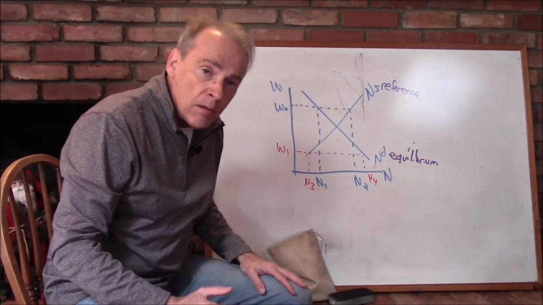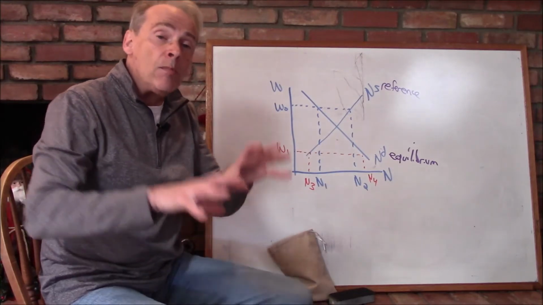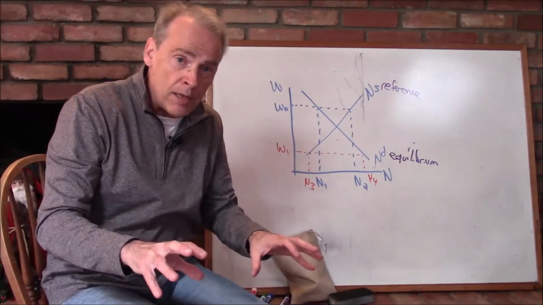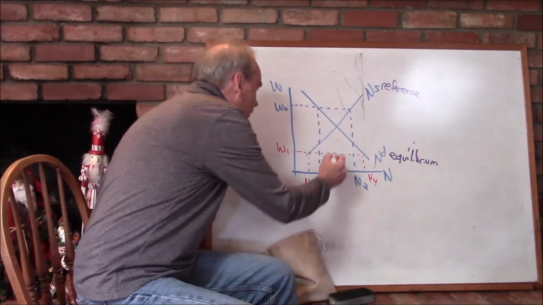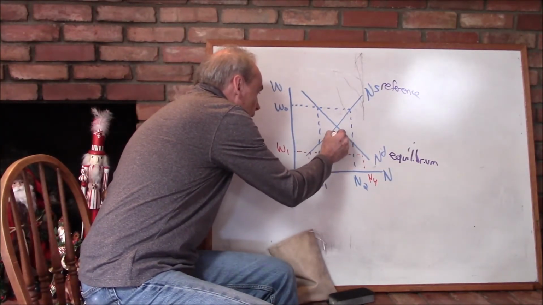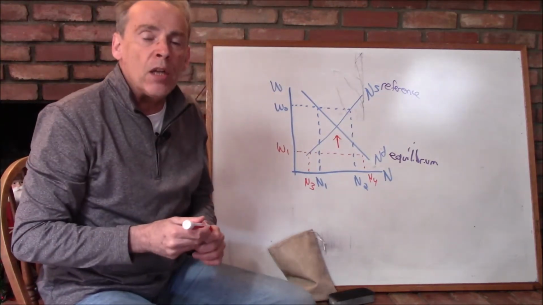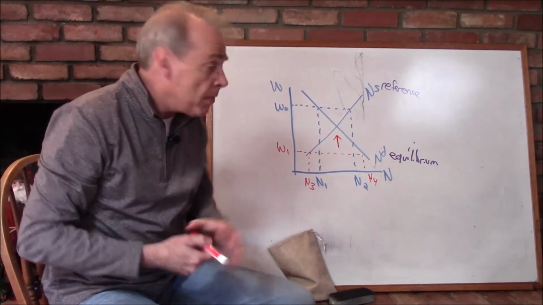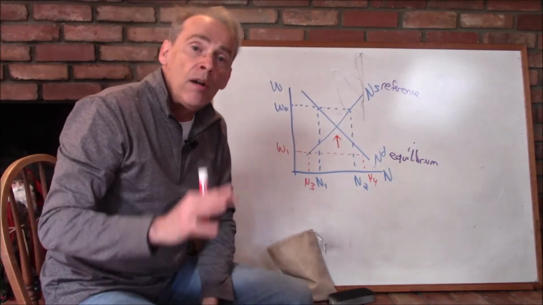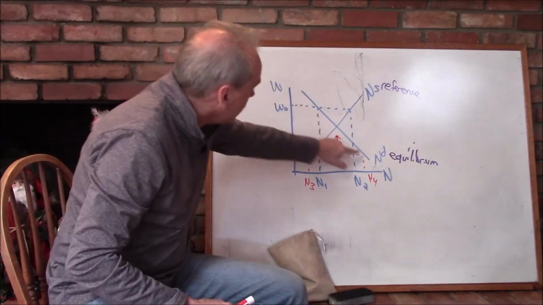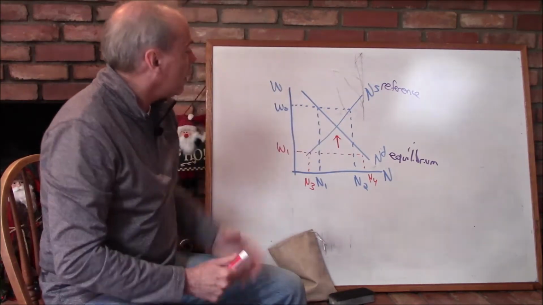So what does the firm do? They offer to pay higher wages. The firm is totally and completely in charge of that process. Firms offer higher wages, and indeed, they offer higher wages until everyone who wants a job has a job, which means we're on this reference curve. And they are profit maximizing, which means we're on this set of equilibrium curves.